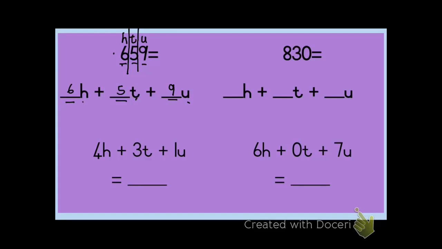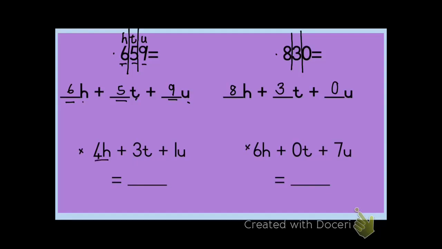Now I want you to try the next one, 830. How many hundreds? 8 hundreds, yes. How many tens? 3, yes. And 0 units. Very good. Let's have a look at the last 2.